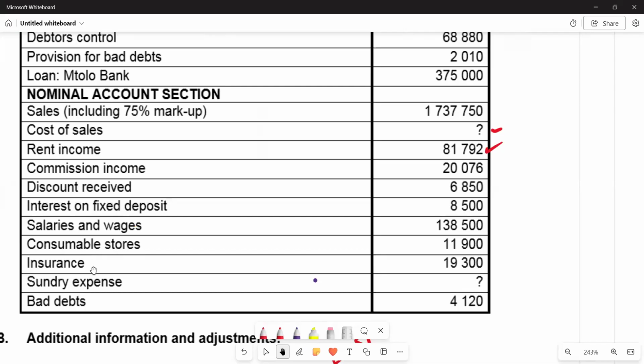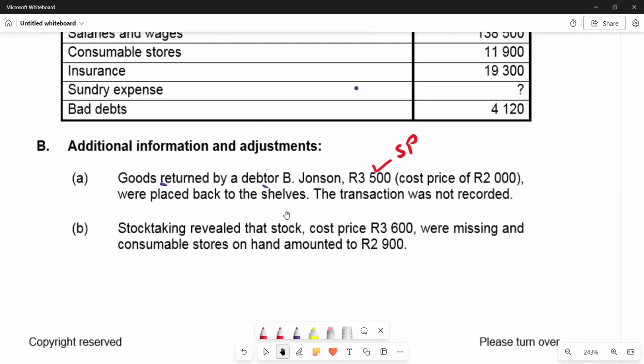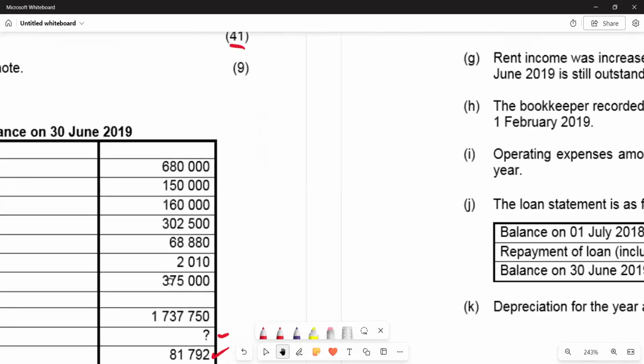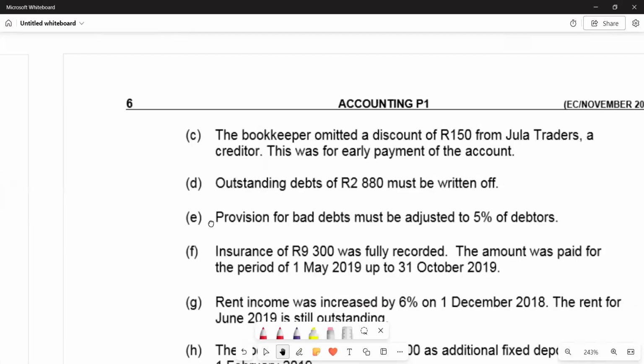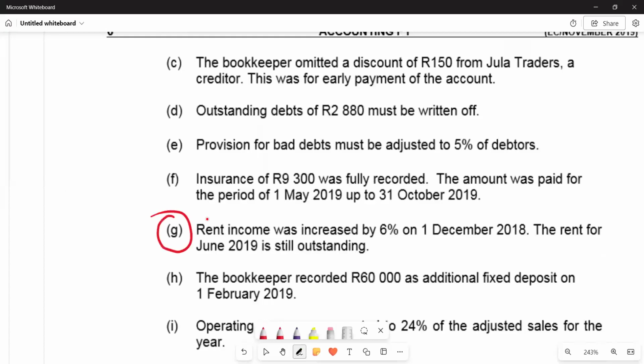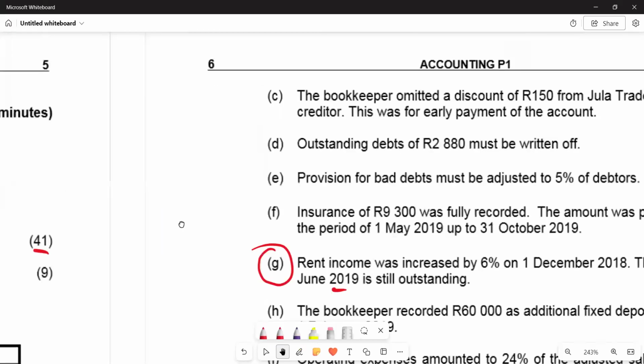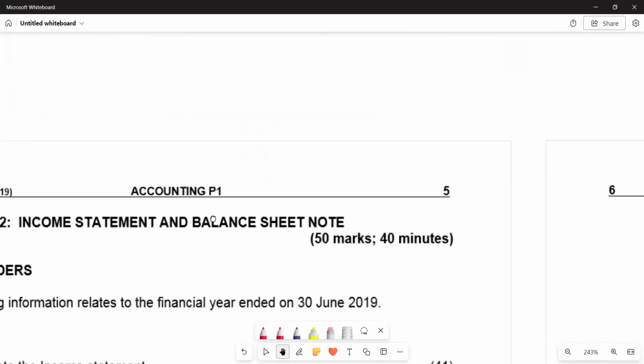So in this case, rent income, we can try to see additional information. We go to the next page to see anything that is telling us about rent income. If you come to information G, you would see that this rent income was increased by 6% on 1 December 2018. The rent for June 2019 is still outstanding. So we are seeing that for June, it is still outstanding, which means we haven't received it. So it's income receivable. So we need to go to the beginning of the question, try to find out where the year is ending. Then we can see how we can adjust that.